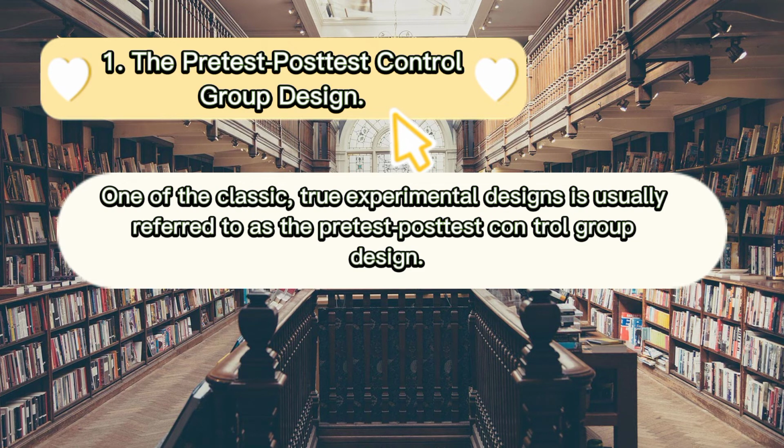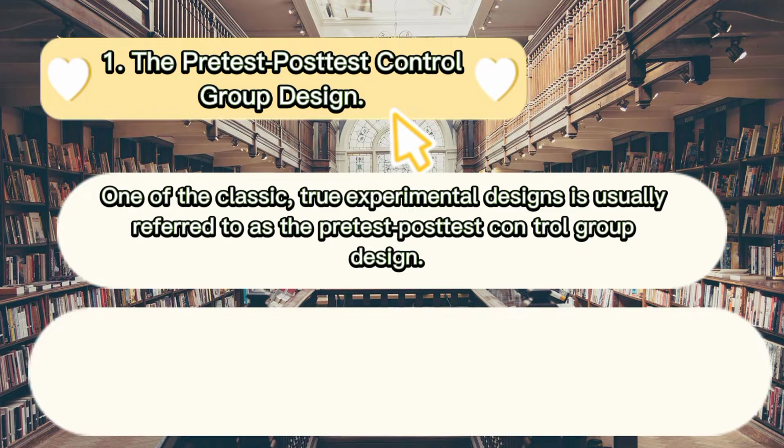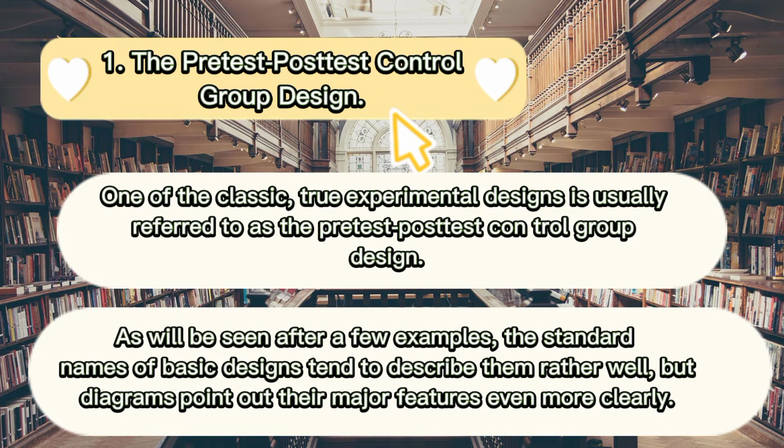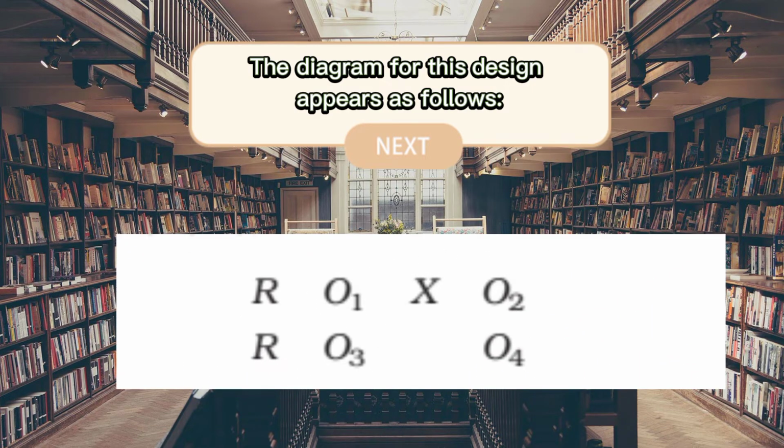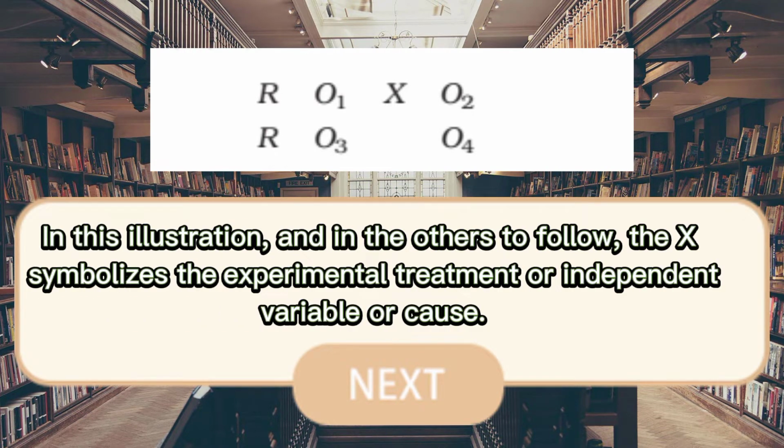One of the classic true experimental designs is usually referred to as the pretest post-test control group design. As will be seen after a few examples, the standard names of basic designs tend to describe them rather well, but diagrams point out their major features even more clearly. The diagram for this design appears as follows. In this illustration, and in the others to follow, the X symbolizes the experimental treatment or independent variable or cause.